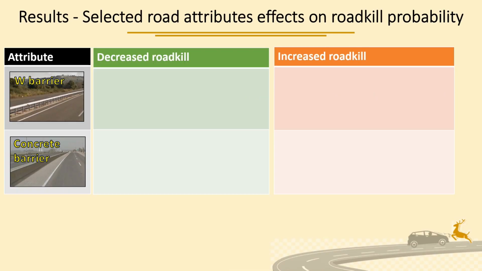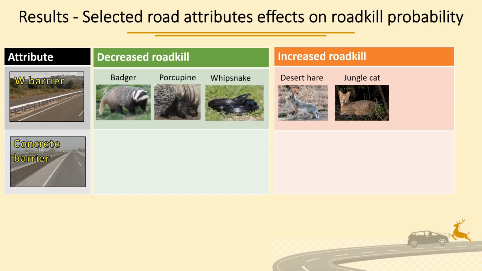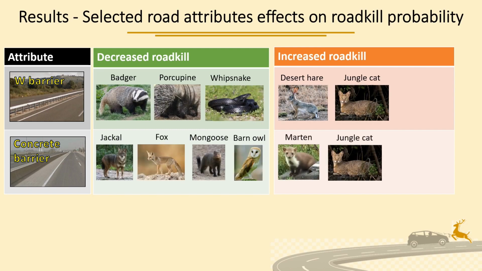Regarding the effects of road attributes, various effects were found, and here some selected effects are shown. For example, median barriers, both W-type and concrete, were shown to decrease roadkill of some species, shown here in green, while increasing roadkill of other species, shown in red in the table.